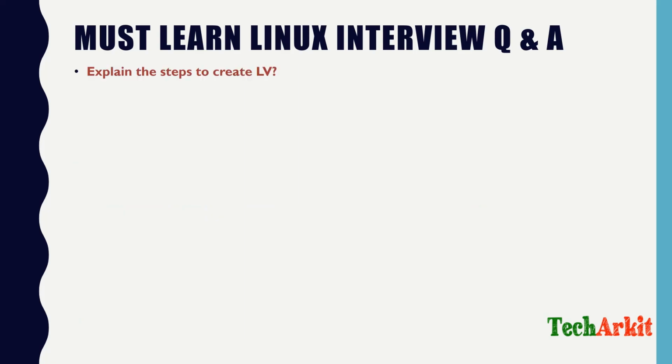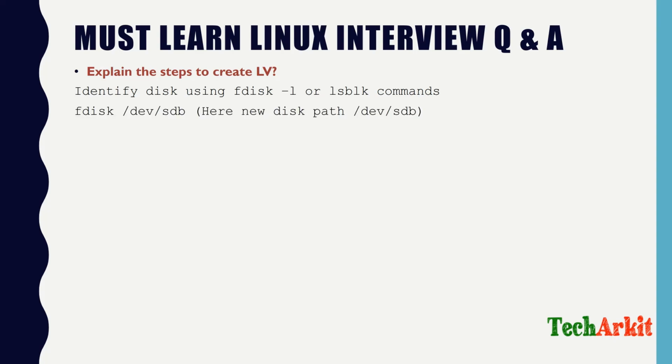So the next question is, explain the steps to create LVM or LV. So how we can create the logical volume. Identify the disk using fdisk -l or lsblk. Just like you have attached the new disk to your system, you have to first identify that disk path in order to create that partition. Then after that, enter into the fdisk utility, create the partition, and change the type.